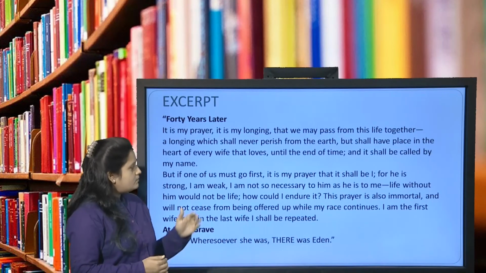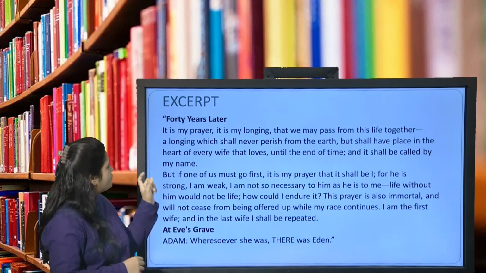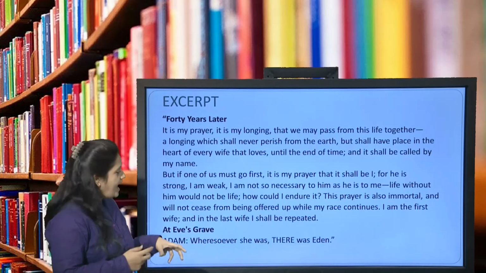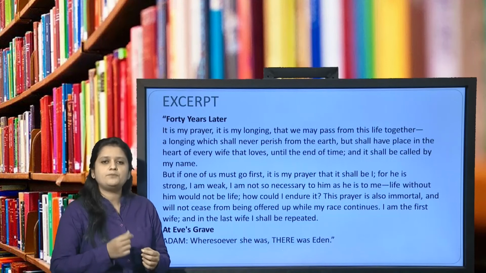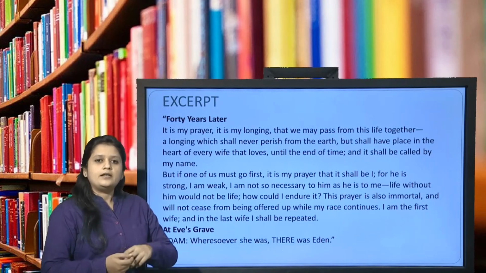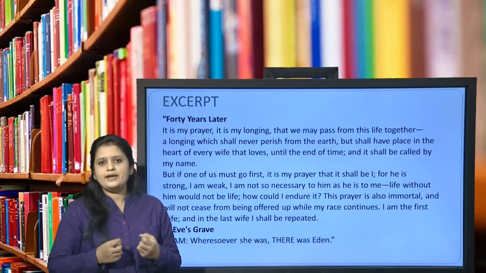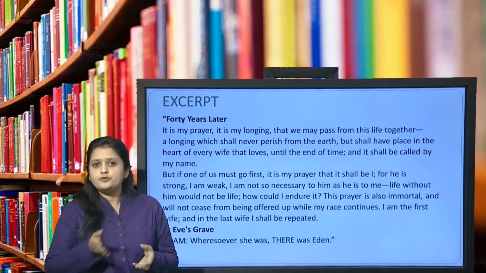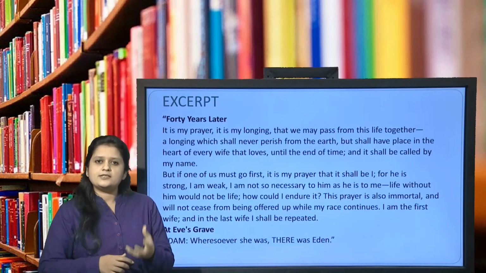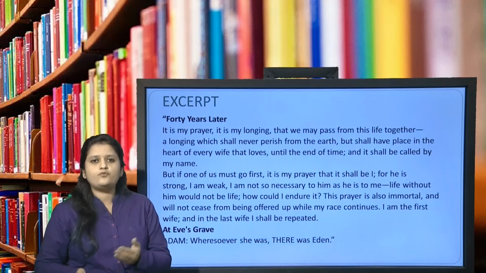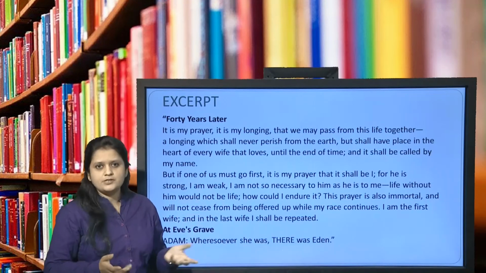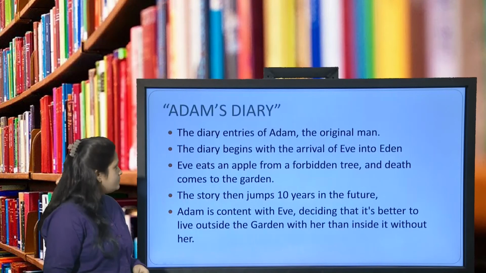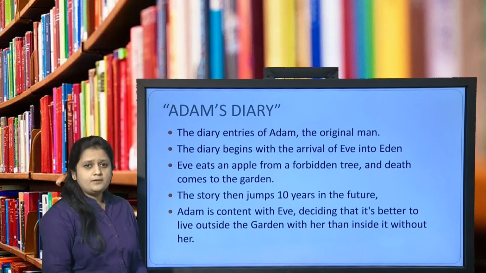So with these two sections, 40 years later, before Eve dies, and at Eve's grave, what Adam has to say, Mark Twain has very beautifully portrayed the love that existed between Adam and Eve, or rather, he has idealized the kind of love that should be there in the couples, in the husband and wives that were going to follow after the first woman and the first man that God ever created. So, a beautiful piece, Eve's Diary by Mark Twain.